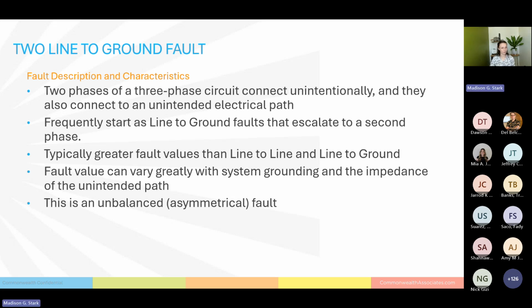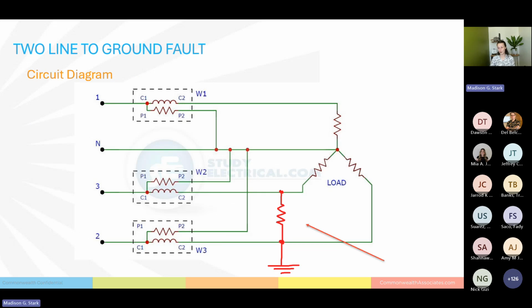And electrically, it looks like this. It looks very similar to the line-to-line fault, and it also looks like the line-to-ground fault, where you have 2 phases connected, and then that in turn connects to an unintended ground. So pretty straightforward. Again, it can be any 2 phases connected to a ground. It doesn't have to be phase 2 and 3.